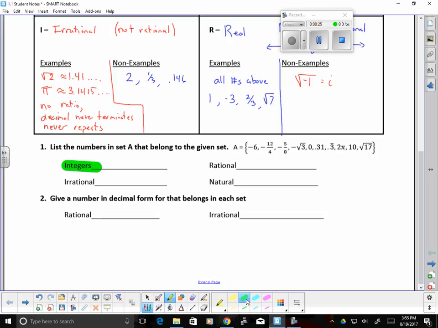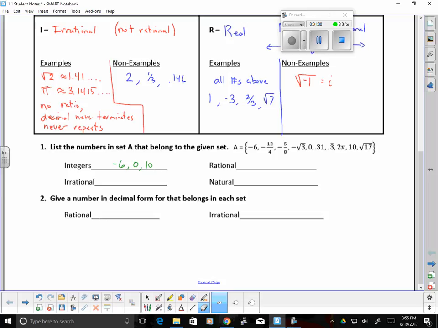So starting off, we've got one right here. We've got -6. That's the negative of a counting number, and so that's going to be an integer. We've also got here, that's not a whole number. That's not a whole number. Negative radical 3, no. 0 would be an integer, and we've got a decimal, we've got pi in there, we've got 10. Okay, so we're going to have -6, 0, and 10 are all integers.